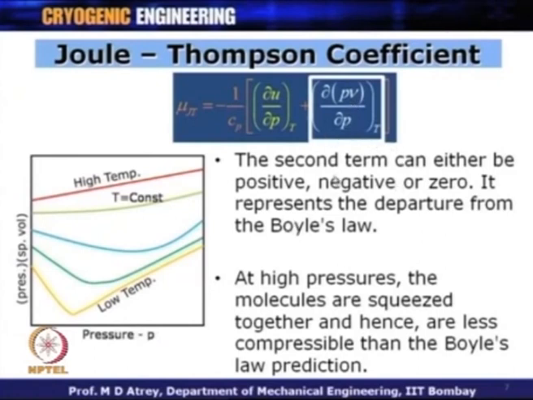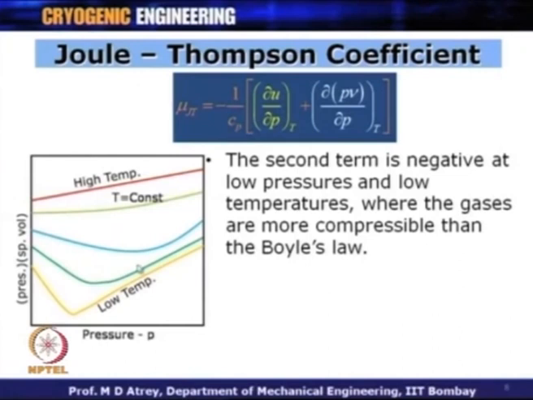However, if you see the other half, that is the second term, it is negative at lower pressures and lower temperatures. So, if we talk about this region, which is low pressure and low temperature, the gases are more compressible than Boyle's law predictions, right? Why? Because now we are talking about lower pressure values, not a higher pressure value as it was in the earlier case. When I expand the gas from this pressure up to this pressure, the PV product increases, because the volume increase will be more, since the gases are more compressible in this region. Therefore, as soon as I expand the gas from higher pressure to low pressure, the PV value increases.